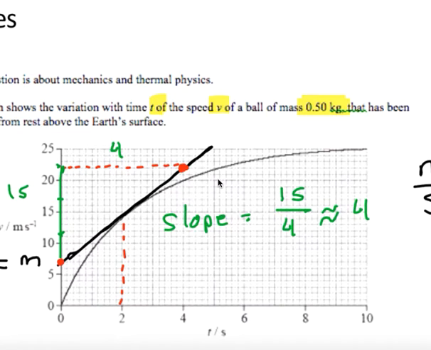Now, how close we would get to 4 would depend on how accurately we drew in our tangent and how accurately we read the graph. So there would be some wiggle room in this question.